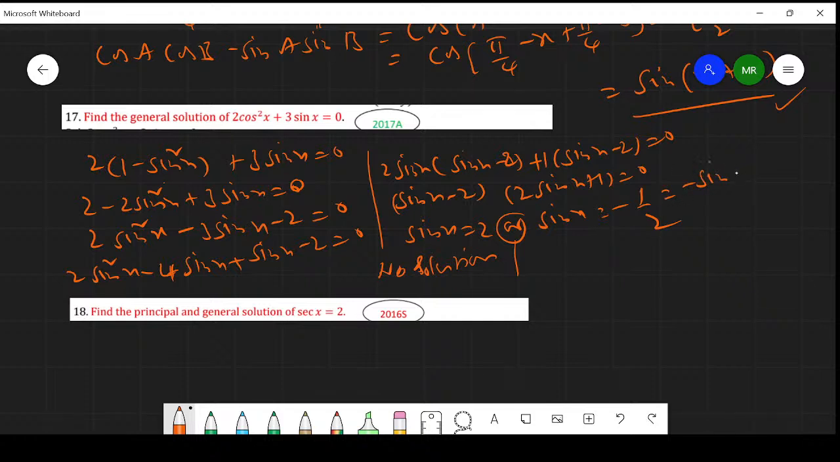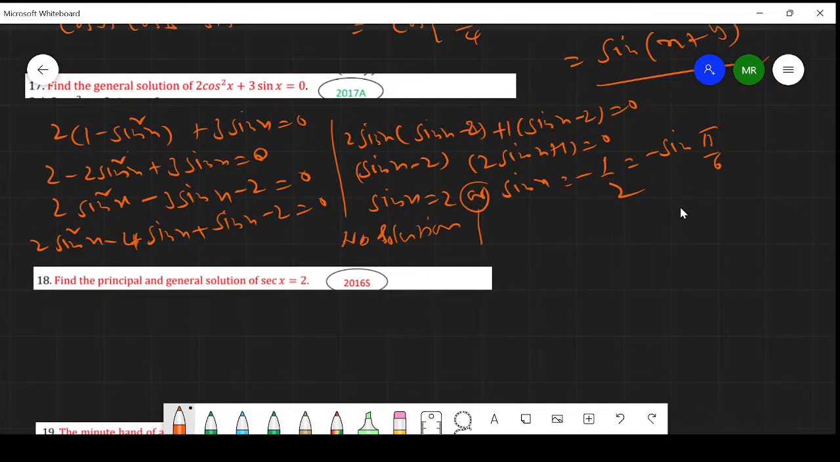Minus sine 30 degrees, so sine pi by 6. I explained this in the previous problem. Whenever the sine value is negative, the principal value should lie between minus pi by 2 and 0. Then minus sine pi by 6, I can write sine of minus pi by 6. So formula: sin x equal to sine alpha, x is equal to n pi plus minus 1 whole power n into alpha, with alpha equal to minus pi by 6. n belongs to Z. So this is your answer.